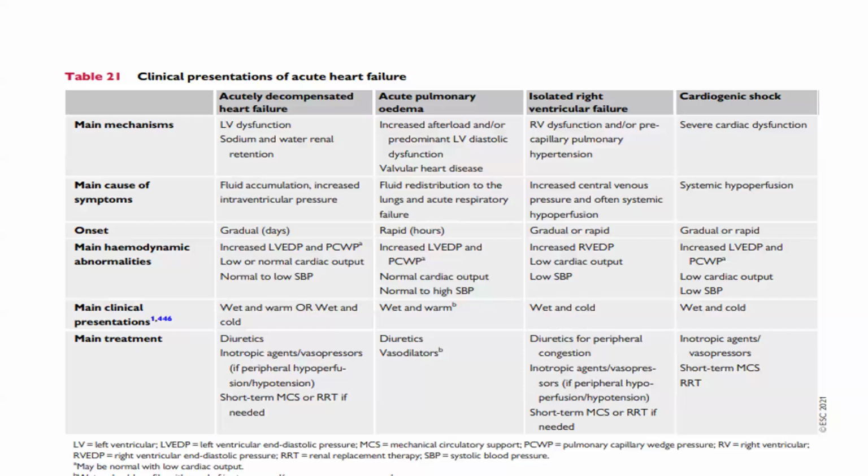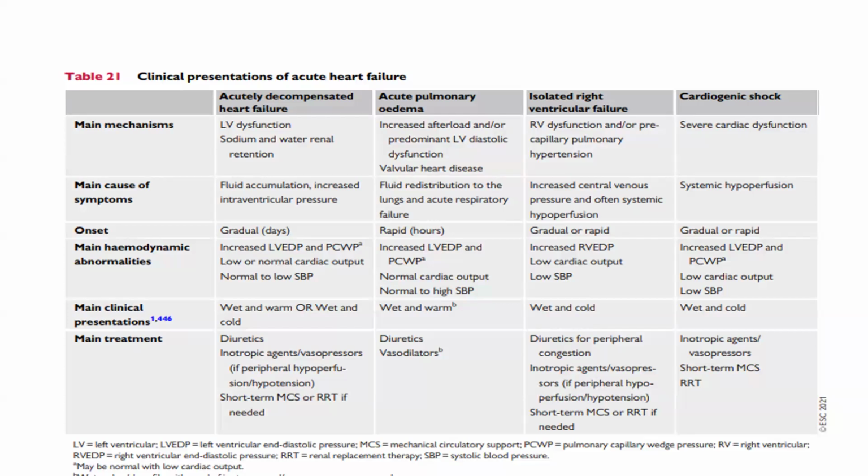Then the next presentation is acute pulmonary edema. It occurs because of increased afterload or predominant LV diastolic dysfunction or any kind of valvular heart disease. So the main cause of symptoms is fluid redistribution to the lung, which results in acute respiratory failure. So it results in increased left ventricular end diastolic pressure and pulmonary capillary wedge pressure. So the patient will be warm and wet. The main treatment will be diuretics and vasodilators that we can start in the form of Lasix and nitroglycerin.